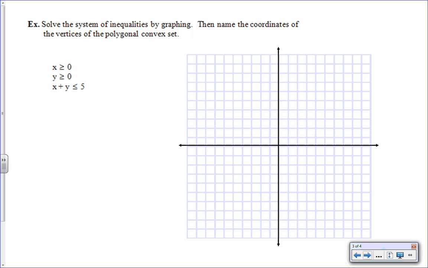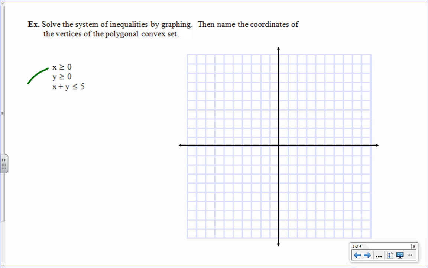So let's try another one. Solve the system of inequalities. Then name the coordinates of the vertices of the polygonal convex set. I'll show you what that means when we get there. So what was my first step again? Basic graph what? The border or the boundary line.